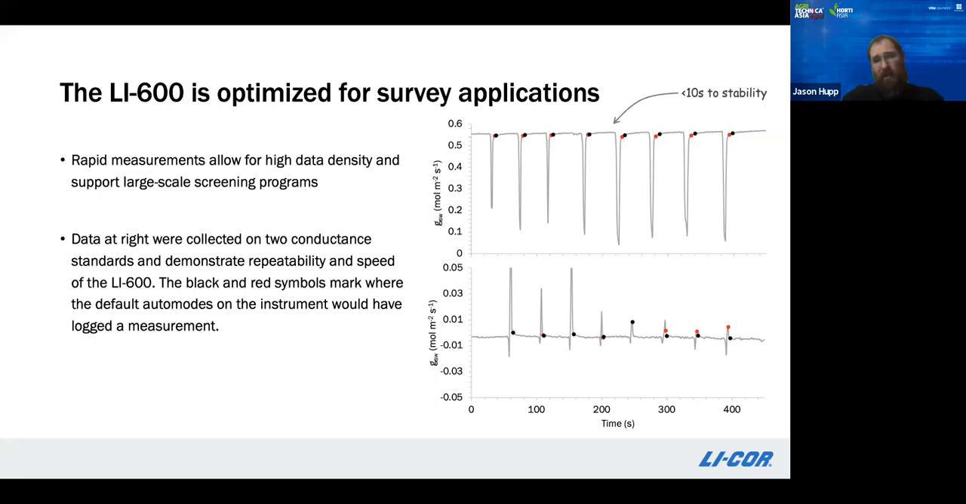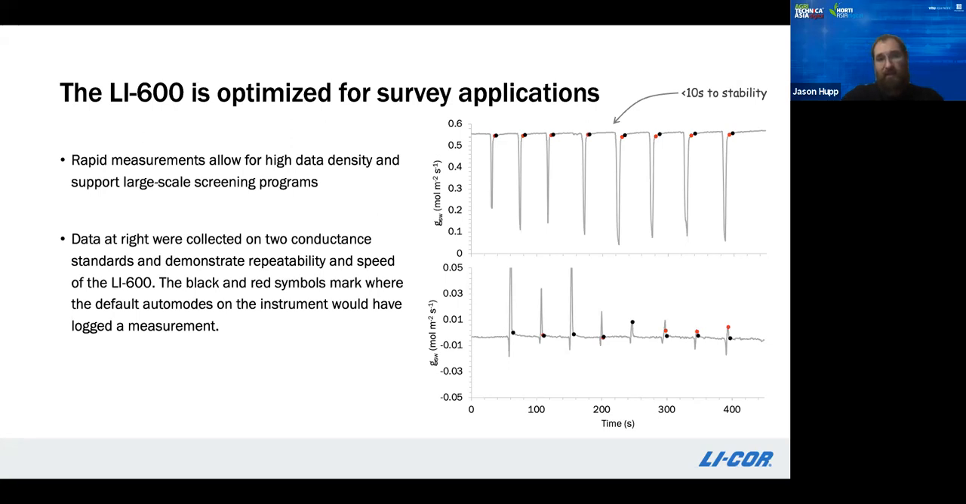And then those red and black data points are marking where we have some default stability threshold on the instrument. Those would be the points where, if you were using one of those default thresholds, the 600 would have logged data for you. And it's worth noting that here on that top panel, they're within 1% of the full steady state value. So they're pretty good criteria.